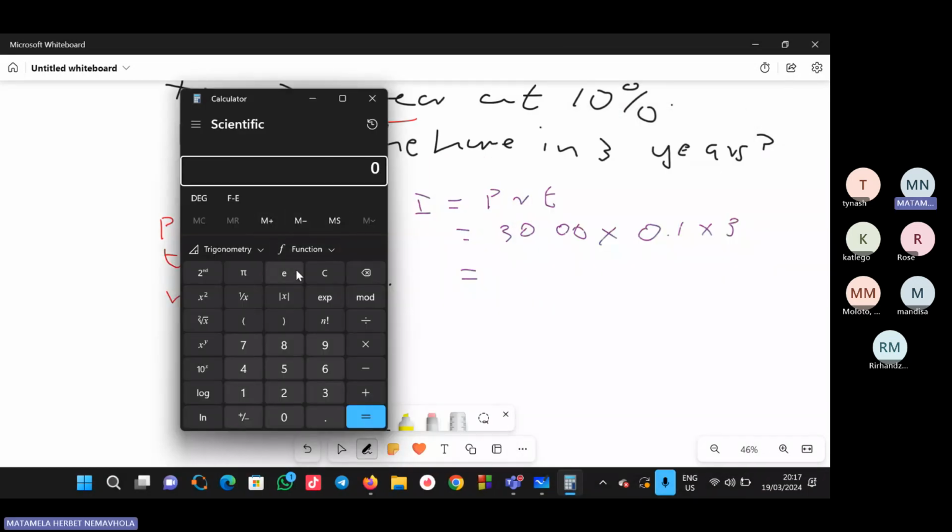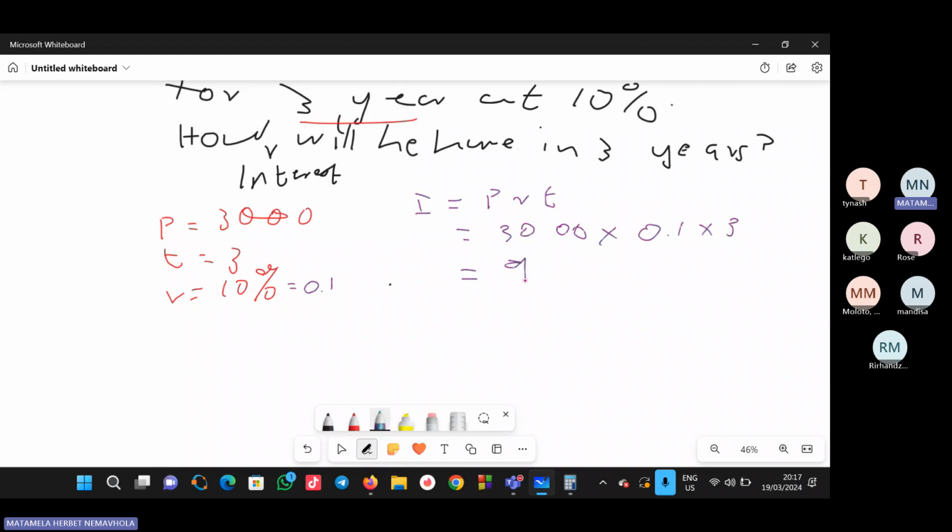So when you use your calculator, it's going to be 3,000 multiplied by 0,1, multiplied by 3. Then you see that the interest that you gained in this investment is how much? It is 900. This is the interest that you gained in this investment when you invested 3,000. So you use I equals PRT for interest.